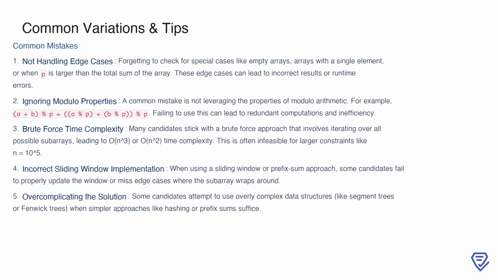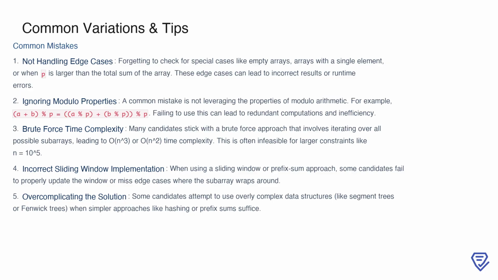Another common pitfall is ignoring the properties of modulo arithmetic. Remember, modulo operations follow specific rules, such as (a + b) % p equals ((a % p) + (b % p)) % p. If you don't take advantage of these properties, you might end up performing unnecessary computations, making your solution inefficient. Speaking of inefficiency, relying on brute force approaches is another mistake. Iterating over all possible subarrays results in time complexities like O(n cubed) or O(n squared), which are impractical for larger inputs, such as when n is 100,000.